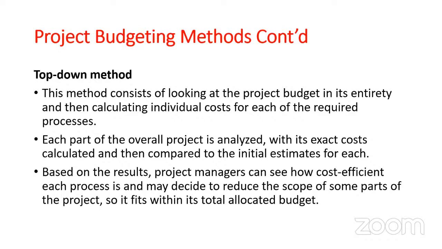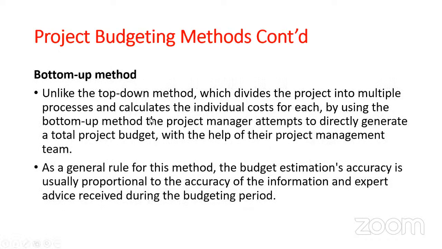So it looks at the project from the entirety, just gives the sum, and then you begin to break all of that down. Okay. Then you have the bottom up. The bottom up is just the opposite. In the bottom up, you find the individual costs and begin to build them up till you find the final cost of the project. The top down is that you look at the entirety of the project budget and then begin to break it down. But in bottom up, you find the individual costs before summing them up to give you the total project budget.